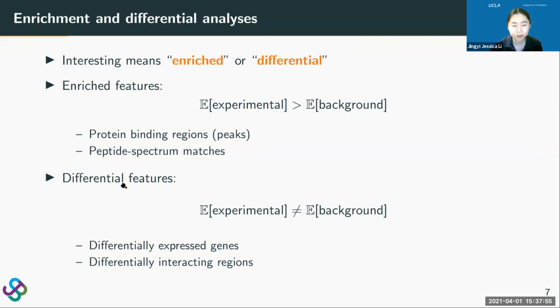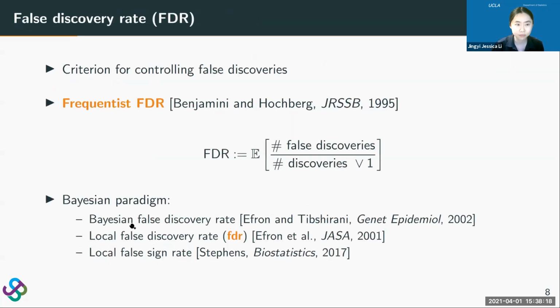Another type of problem is to tell the difference. A feature is called differential if its expectations under the 2 conditions do not equal. The differential expressed genes or differential interacting regions belong to this type. In other words, here we're looking at each feature marginally and trying to decide whether we want to call this feature interesting or not. So that's a multiple testing problem.